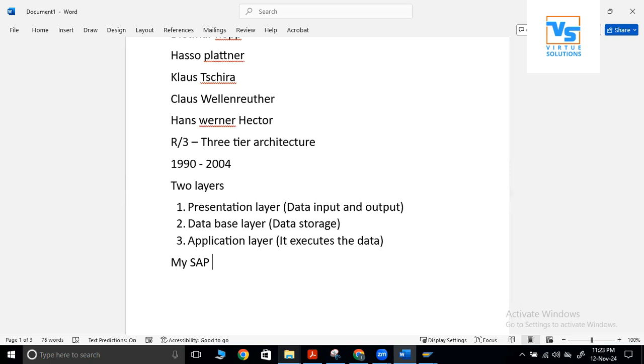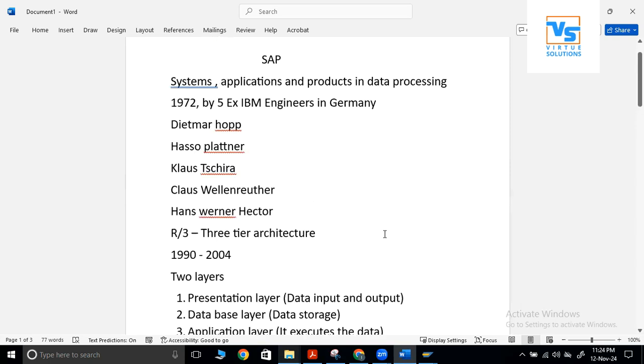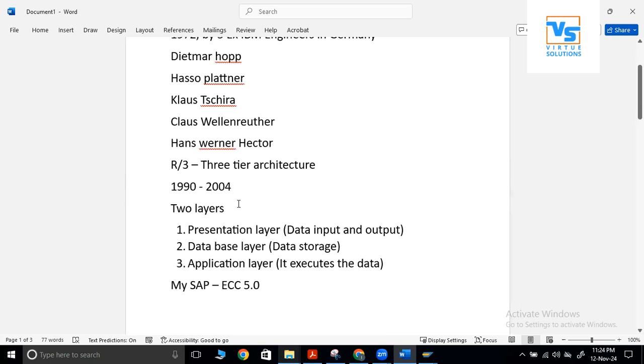From R3 to mySAP, the component version was ECC 5.0. Versions existed in R3 also. The last and latest version of R3 was R3 4.7. Even if you type it into Google, what is R3 4.7, it will give you the complete meaning. So it was the last version.